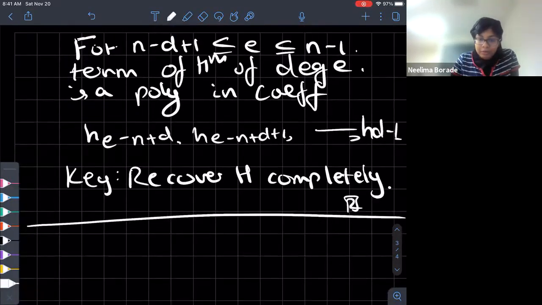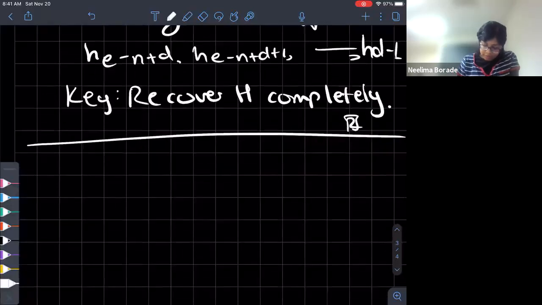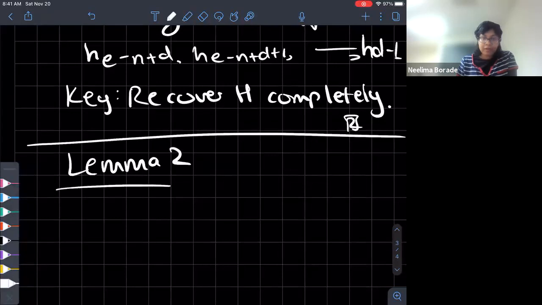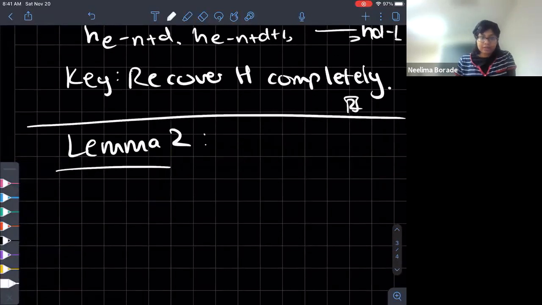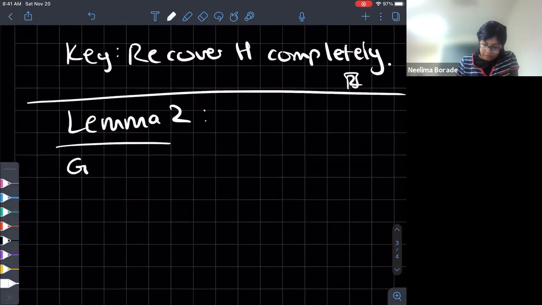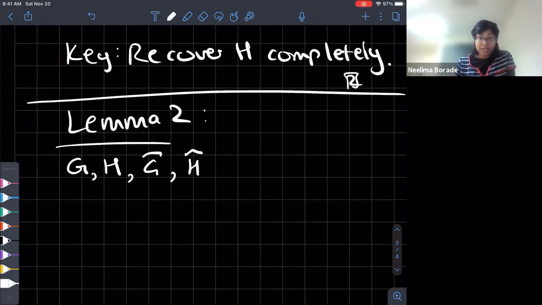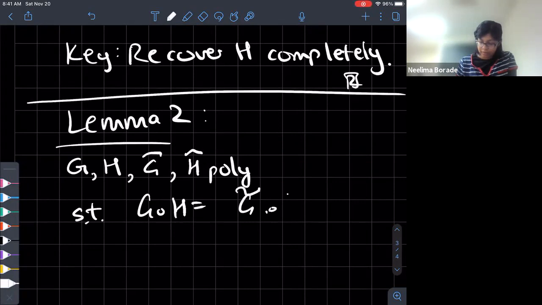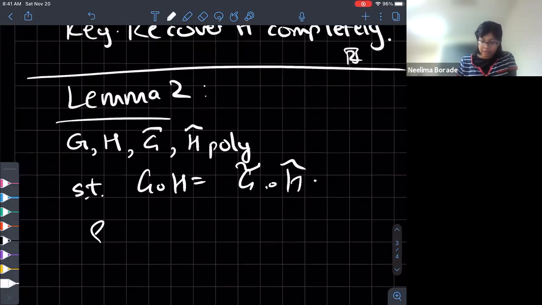Feel free to interrupt me if there's questions. And then we have lemma 2. The second technical lemma. This is, right, also an algebraic statement. So you have g, h, and g twiddle, h twiddle are polynomials such that the compositions are equal, and the degrees of the h's are the same.